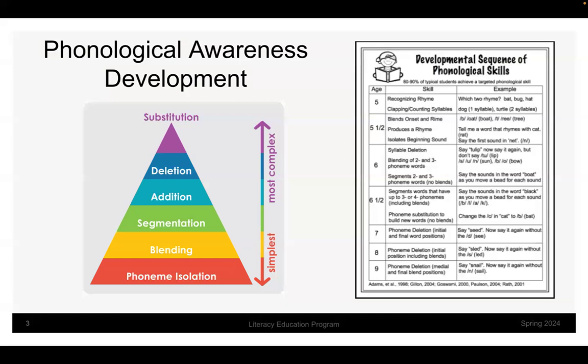What I want you to take away from this is that some are much more complex and much more sophisticated than others. We know young children that can rhyme words or that can clap syllables, but isolating, manipulating, deleting, and substituting individual phonemes is much more sophisticated. That is good to know when you are sitting down to assess a child's abilities.